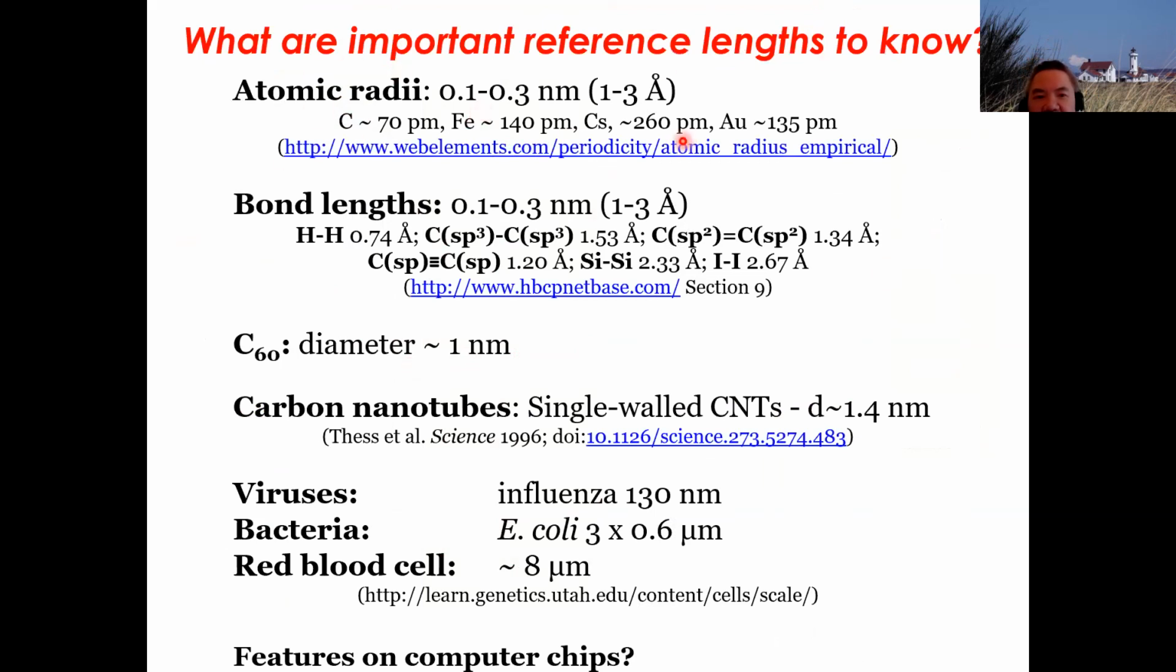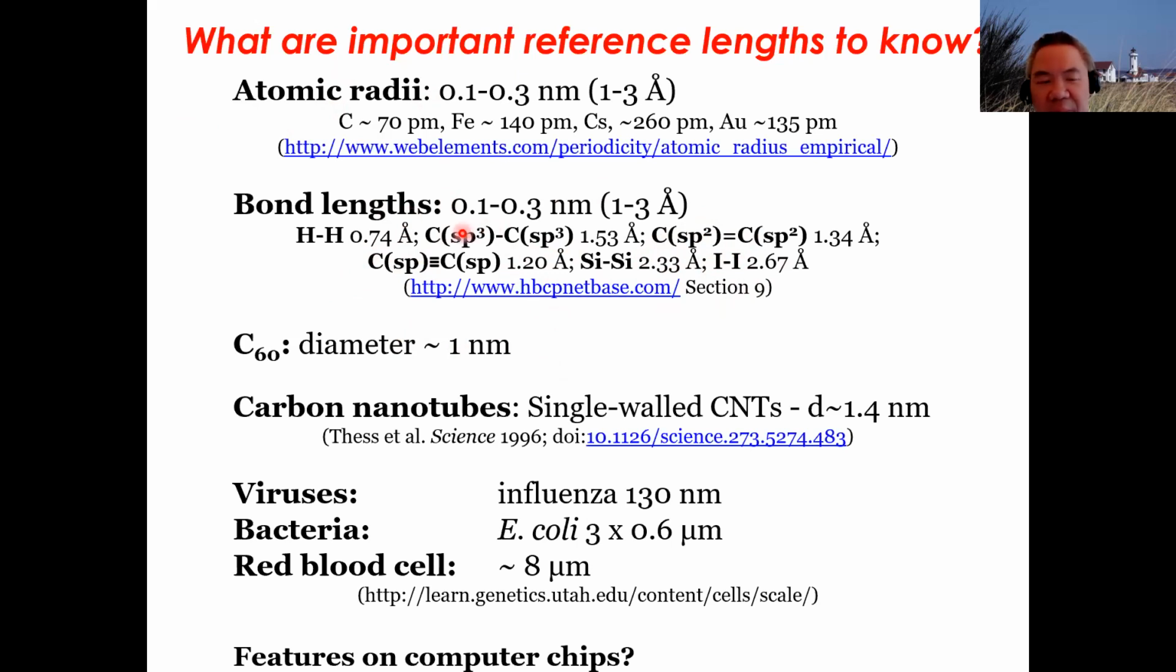Atomic radii. For instance, if you study atoms in chemistry, as you most likely will, in general chem, we introduce you to things like carbon or iron atoms or cesium or gold atoms, which are about 0.1 to 0.3 nanometers, so 10 to the minus 9 meters. That's very, very small. Bond lengths: hydrogen-hydrogen, carbon-carbon, silicon-silicon, iodine-iodine. Most of these bonds are, again, very important for biochemical processes.